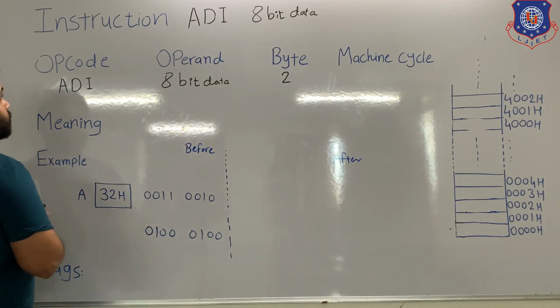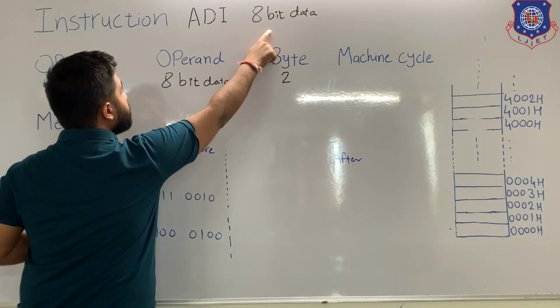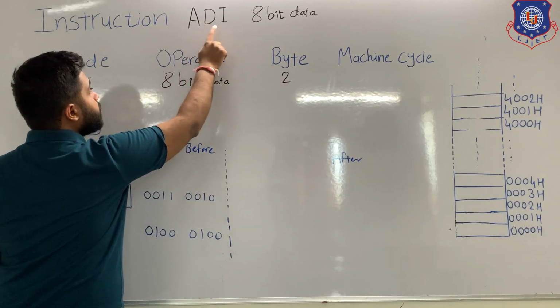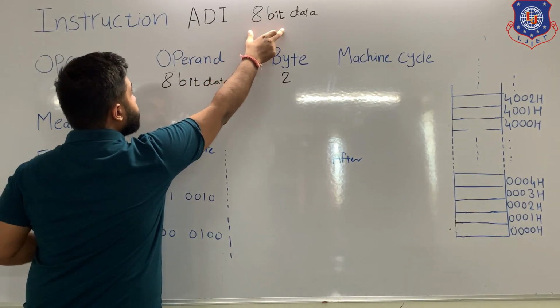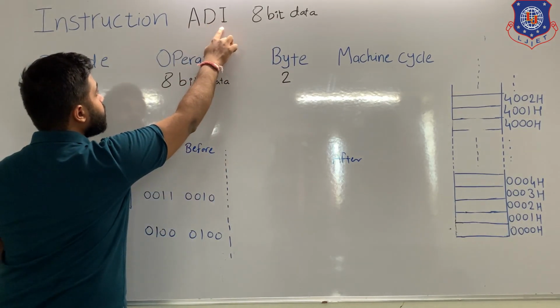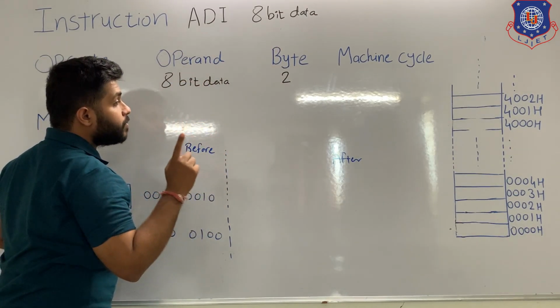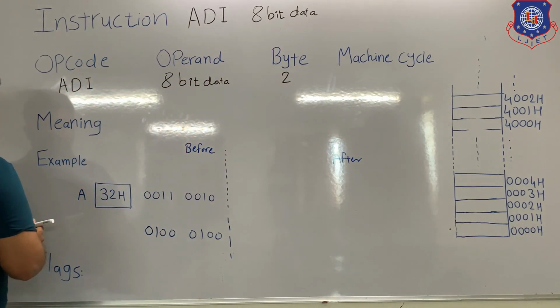Now let's see the meaning of the instruction. ADI 8-bit data means add immediate 8-bit data with accumulator. I am repeating, add immediate 8-bit data with accumulator, and the answer will be stored in the accumulator.